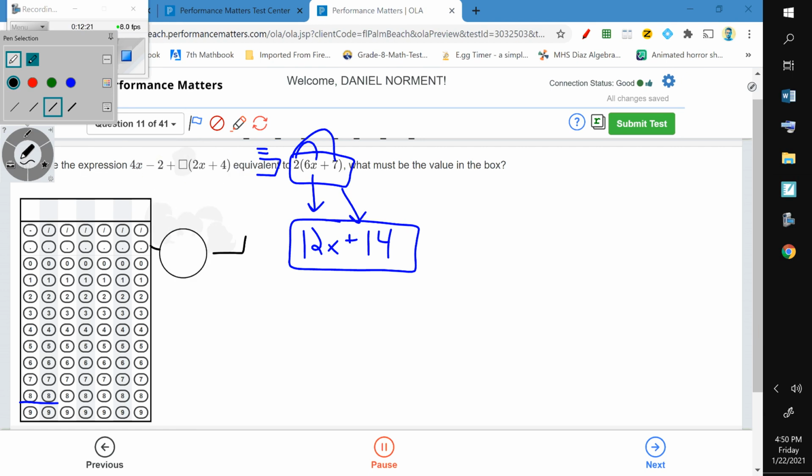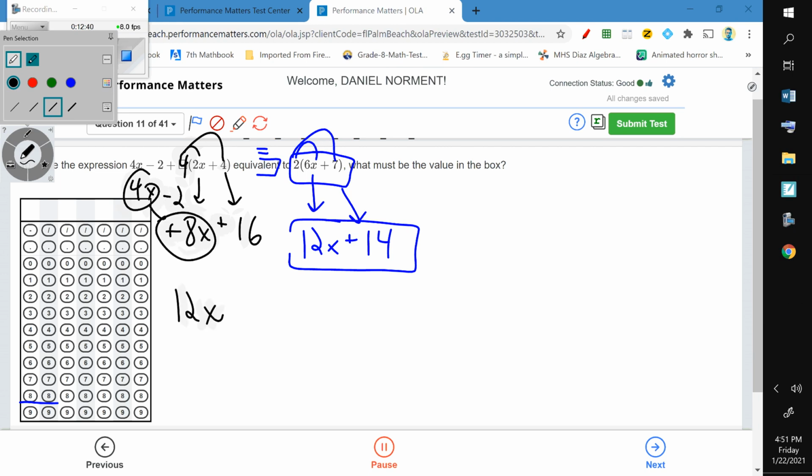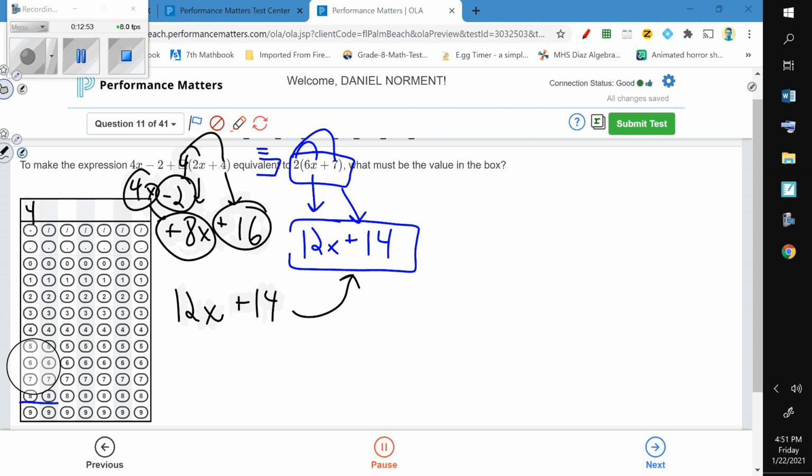But now let me do the rest just to make sure it works. So 4 times 2x is 8x. 4 times 4 is 16. Bring my plus down. And I have 4x minus 2 plus 8x plus 16. Well, 4x plus 8x is 12x. And when I subtract 2 and add 16, that's like adding 14, which is exactly what I see right here. So what's the value? It has to be a 4. And that's the answer.